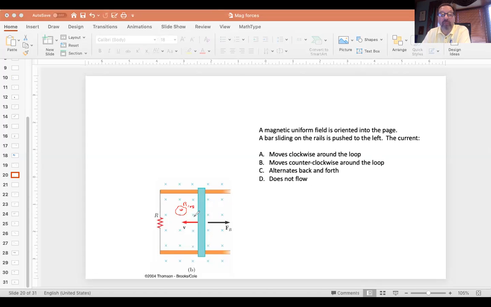Magnetic flux is getting smaller and the magnetic field is into the page. The way to counteract that with a smaller area is to increase the magnetic field out of the page. In order to get a magnetic field out of the page, current would have to move that way, wouldn't it? So I would say counterclockwise. And again, a few more people said B than C. I thought if the field was decreasing, then the induced field is the same way.